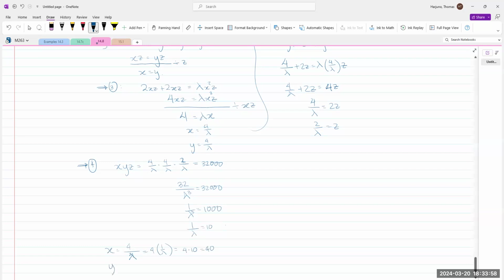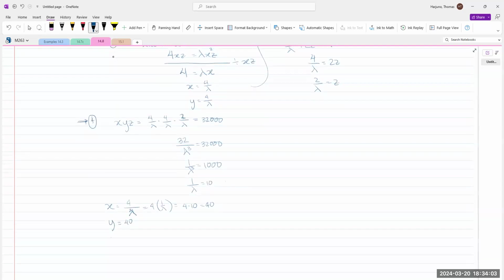But x equals y, and z is 2 over lambda. So the dimension of the box that has the volume 32,000 but minimizes the amount of cardboard will be 40 by 40 by 20 centimeters.